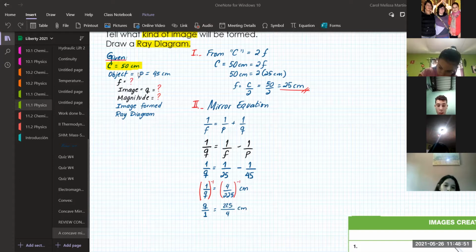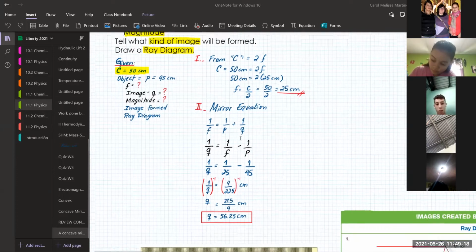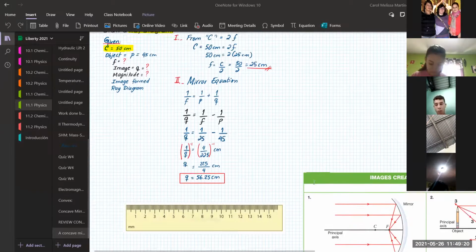Remember that 1 can be totally ignored as a denominator, so q will be equal to this division right here. How much is 225 divided by 4? 56.25. Exactly, 56.25 centimeters. So this is the image distance. We already got it, and what is missing is the magnification. From the second step, we move easily to the third step, which is the magnification.